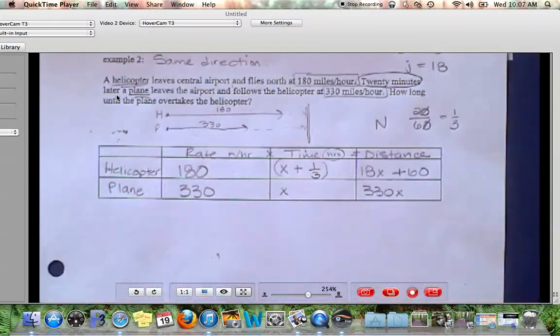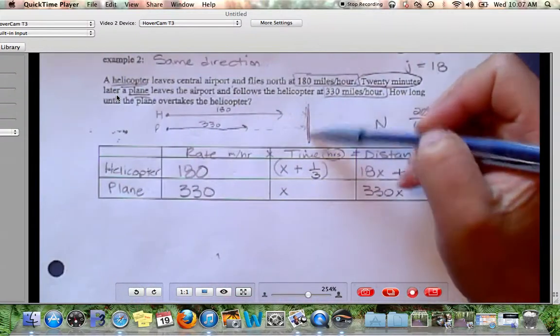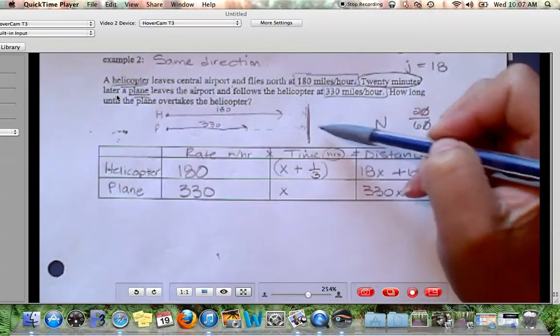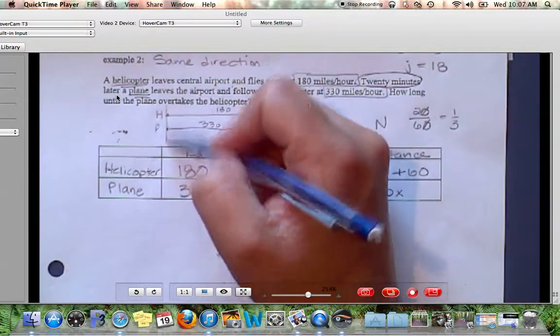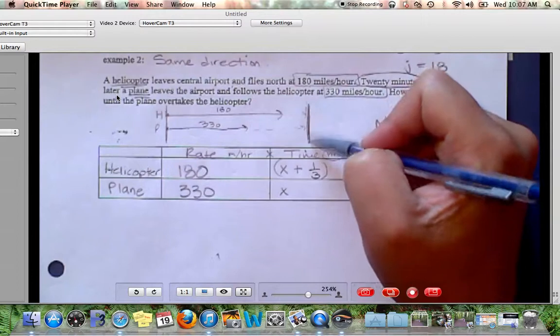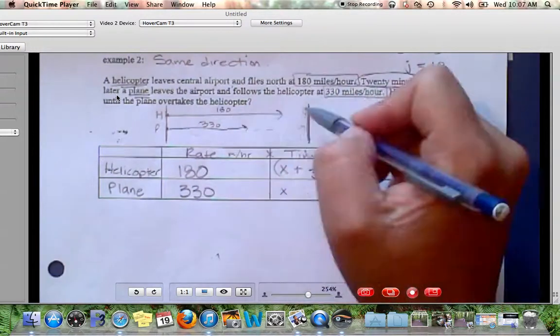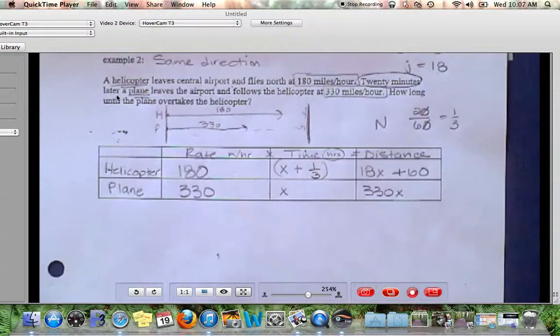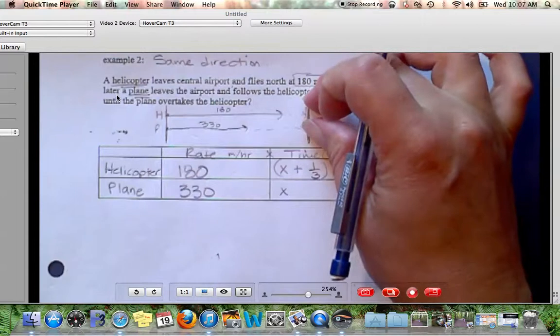That's a plus. All right, now, here's the thing. We want to know when the plane and helicopter are side by side, and at that point the plane's going to start taking over the helicopter. So that means if they both left from the same place and they're both ending up side by side, what do we know about their distances? The distance of the helicopter and the distance of the plane. They have to go the same distance for them to eventually end up next to each other.